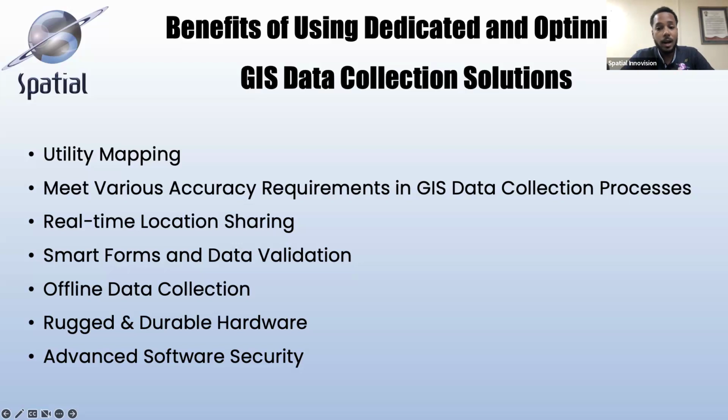Rugged and durable hardware. So rugged hardware is critical for your GIS fieldwork. A strong device can protect against dust, water ingress, and also has the ability to withstand drops of up to 4 feet, depending on the device that you have. But that ensures that data and device integrity works well, even in the harshest of conditions.